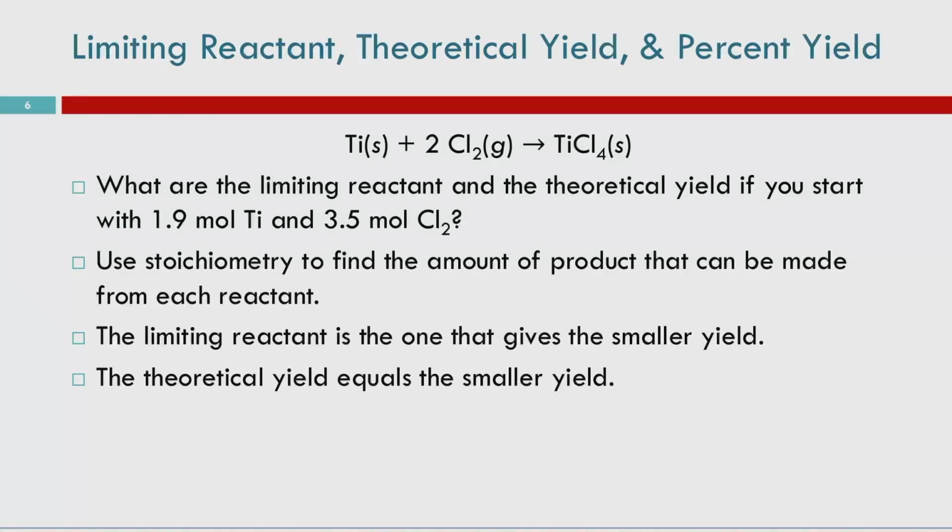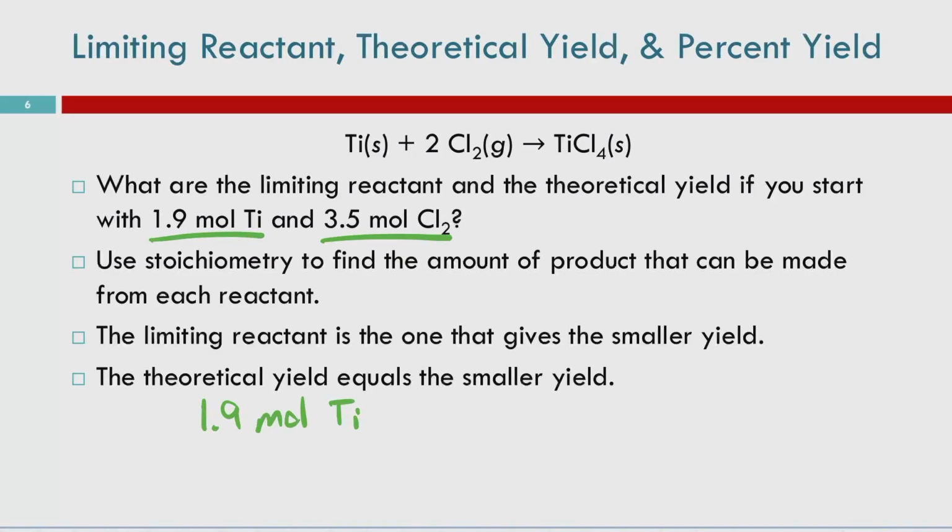So if we have this reaction of solid titanium metal with chlorine gas to form titanium 4-chloride, what are the limiting reactant and theoretical yield given some starting amounts? So what we're going to do is start with each of them, our 1.9 moles titanium, our 3.5 moles chlorine gas, and figure out how much titanium 4-chloride can we make, TiCl4.